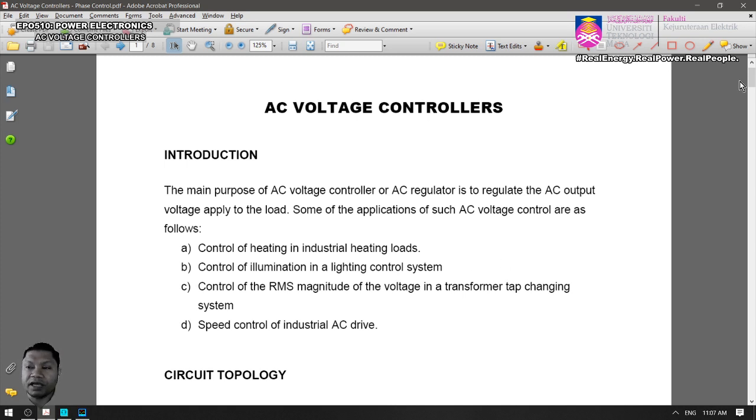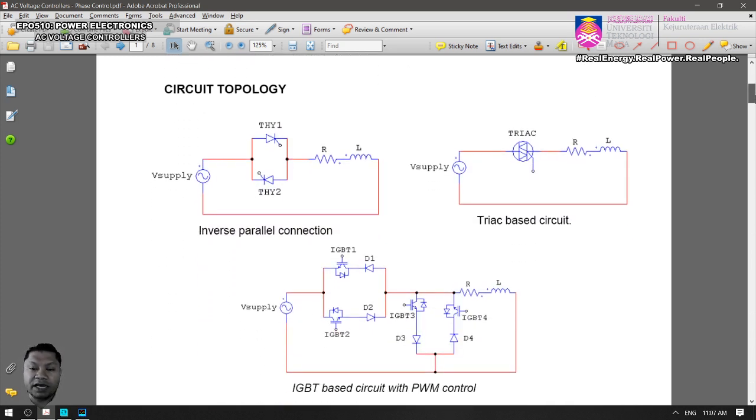All right. So actually, there are many types of circuit topology for AC voltage controllers. We can have something as simple as an inverse parallel connection, which uses two thyristors. And there is a single device known as a triac. This triac actually consists of two thyristors. So instead of using two individual thyristors, you can use only a triac, and it acts as the inverse parallel connection, whereby thyristor 1 and thyristor 2 are connected in inverse parallel. And then finally, the more complicated circuit, which is an IGBT based circuit with PWM control.